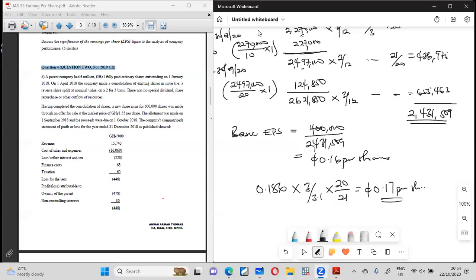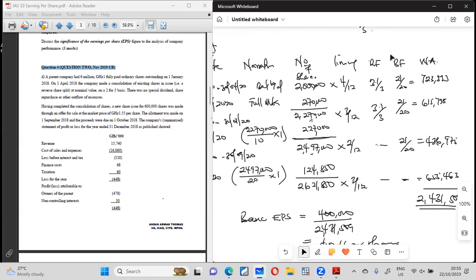Nibata, have you been following? I don't understand why we multiply the issue at full market by the bonus fraction and the right fraction. Yes, we do. I've told you that the only point you don't use the right fraction is when there is a right issue. And the only point you don't use the bonus fraction is when there is a bonus issue. So any shares that existed before those types of right issue or bonus issue, you will use them. So that is the principle.